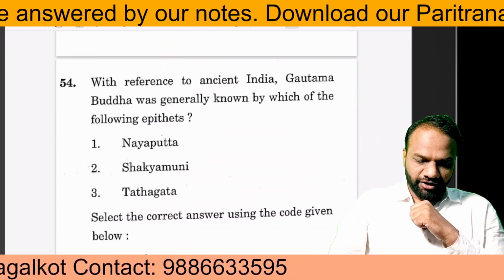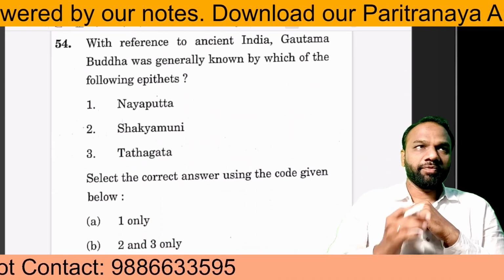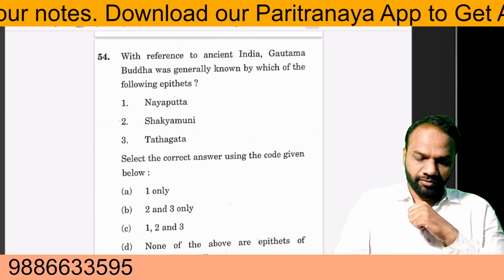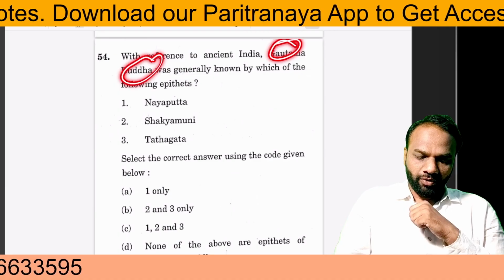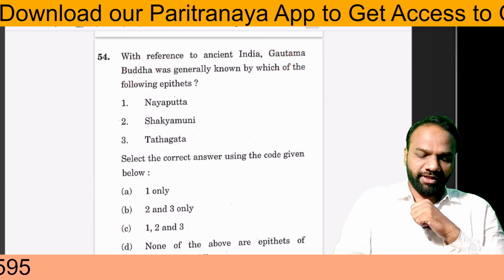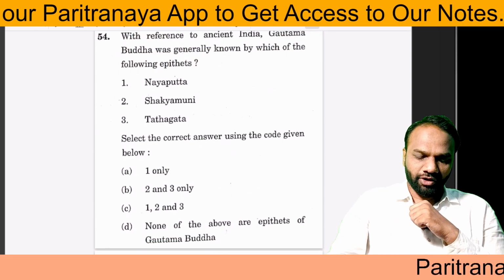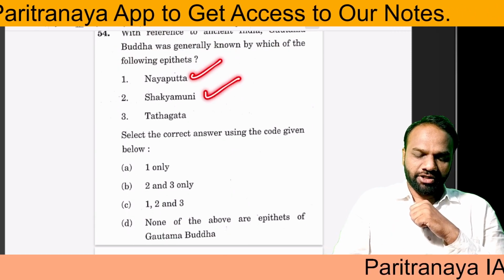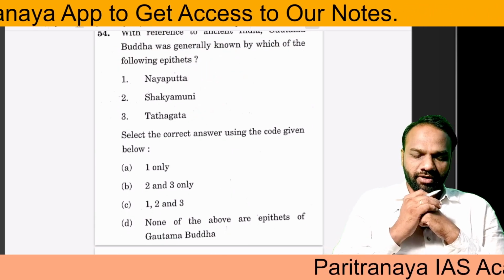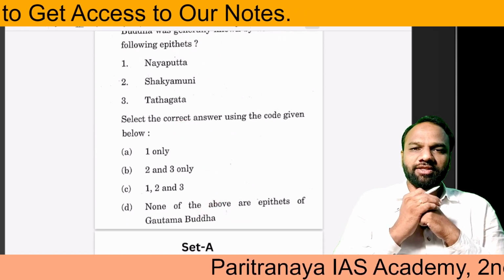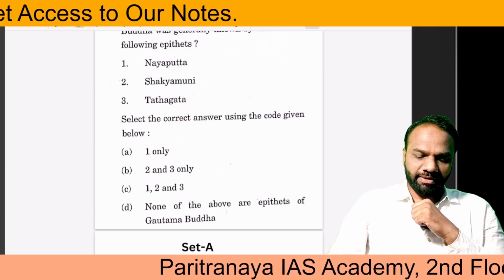So the first question: with reference to ancient India, Gautama Buddha was generally known by which of the following epithets? Which are the various other names used to refer to Gautama Buddha? The options are Nayaputta, Shakyamuni, Tathagata. In order to answer this question, we need to know the various names of Buddha.